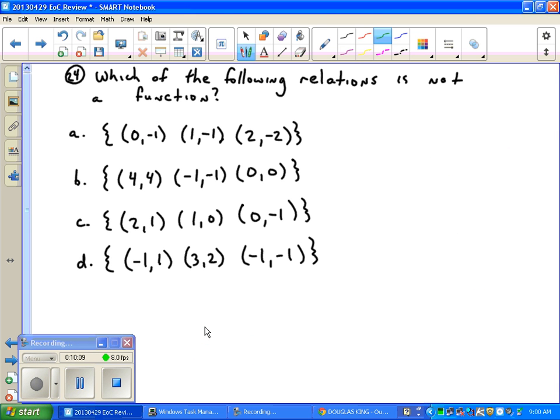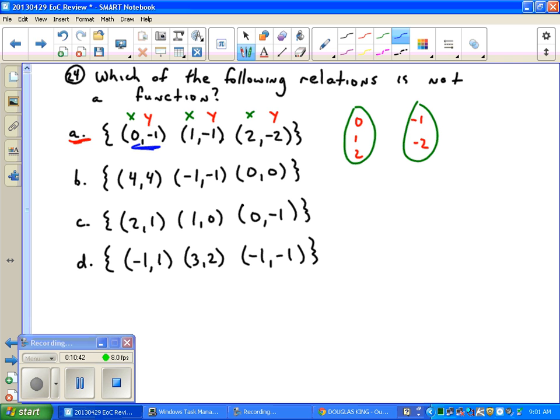24 says which one is not a function. We looked at function maps much earlier in the year. Remember, function maps look like this. They have the two bubbles. These are your x values, and these are your y values. So your x values would be 0, 1, and 2, and your y values would be -1 and -2. That's just looking at this first one here. You don't represent the same number twice. So we have 0, 1, and 2, and -1 and -2. You draw arrows that show the relations themselves.